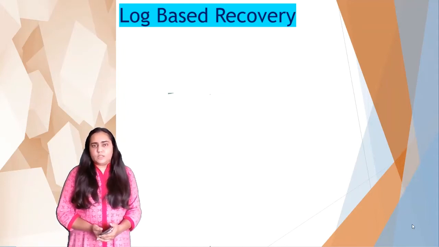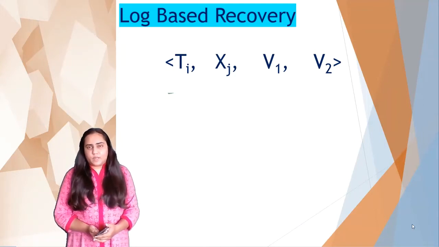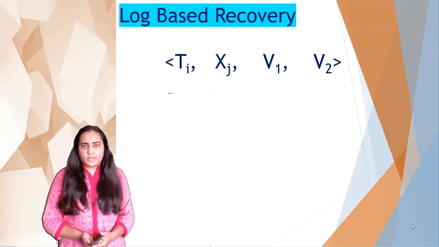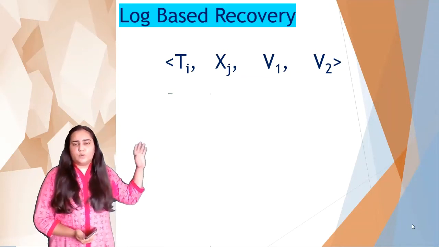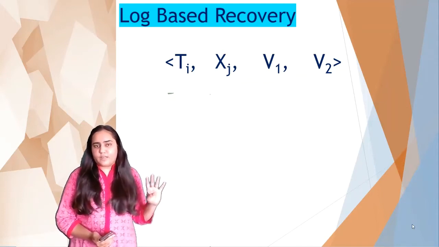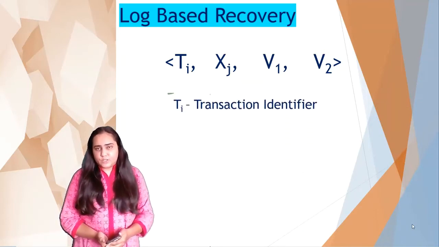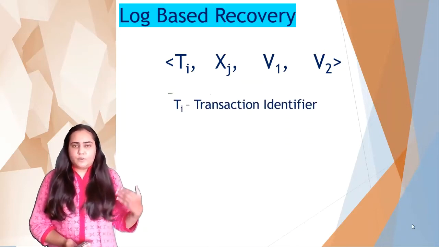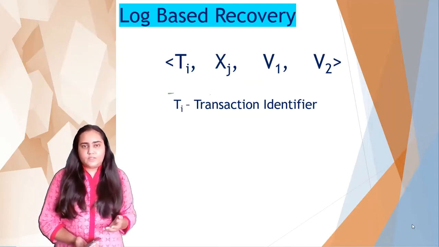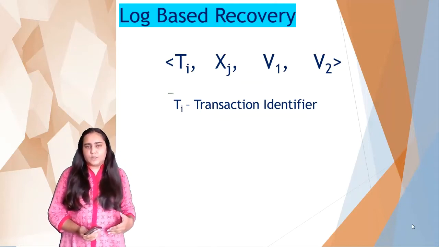And now we are going to see log-based recovery. In a log-based recovery, there's a file that the system stores, and in that file, data is stored in the form of these quadruplets. So what does this quadruplet mean? There are 4 values in it. The first value is TI, which stands for the transaction identifier. You must have noticed that every time I have told you about a transaction, in this unit, I have always talked about T1, T2, T3. So those are transaction identifiers.